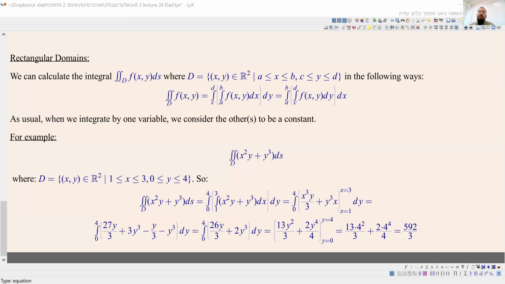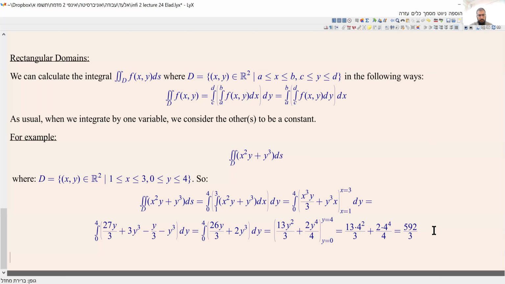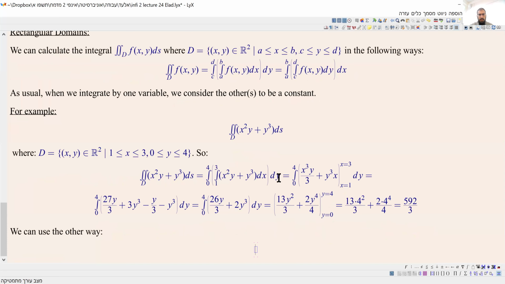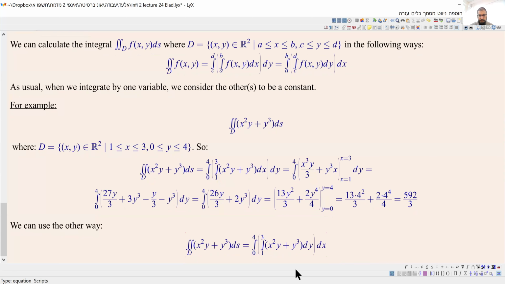Okay, any questions? So let's do it the other way around. It's another example. We'll see that it is the same. Another way, we can use the other way around. There, first calculate the integral by y, and then calculate the integral by x.